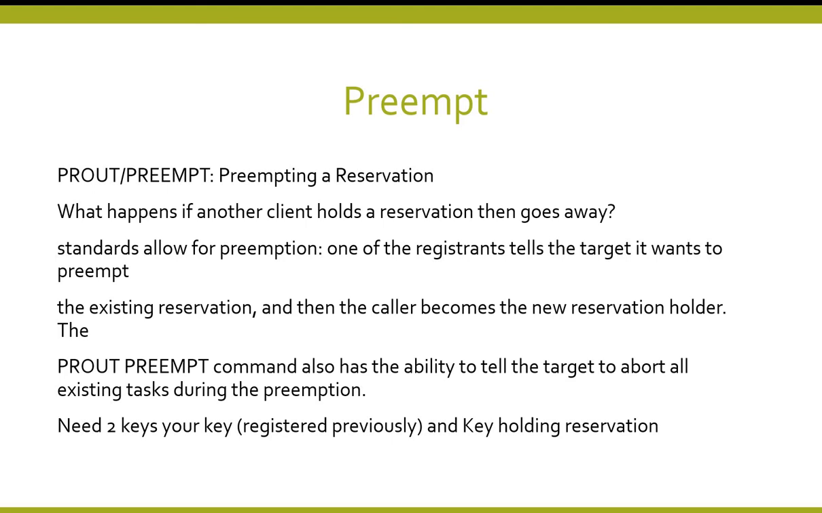Preempt. Preempt is used if another client holds a reservation and goes away, or you want to take the drive away from another reservation holder. So you need two keys: the key of the original persistent reservation holder, and the new key. So you have to know the key of the previous reservation holder. So if A reserved the drive with key A, and you want to preempt, you need key A and your key B to preempt a reservation.